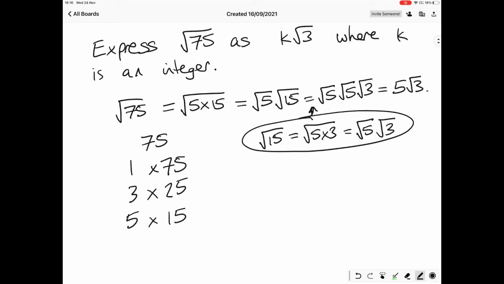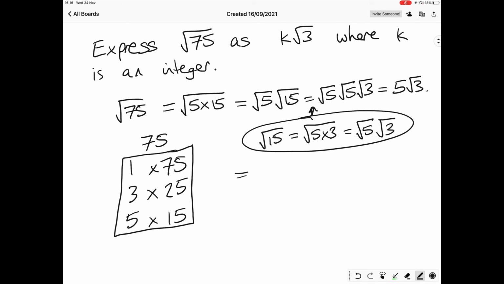You can see that we've managed to solve the problem using that method, but I'd like to suggest a slightly quicker way of doing it. When you find the factorisations of a number, these are the factorisations here of 75, look for the largest perfect square, so the largest perfect square that is a factor of the number. So the largest perfect square that is a factor of 75 is 25. And if you do that, you can make the question slightly quicker.